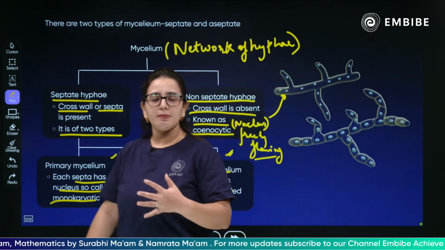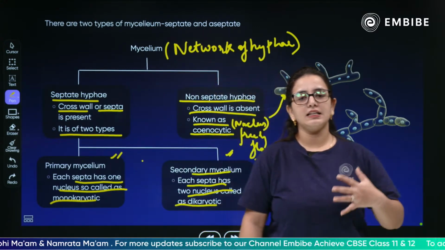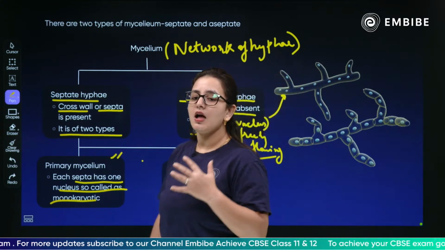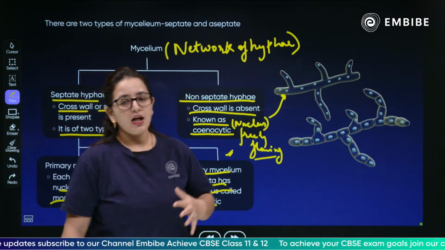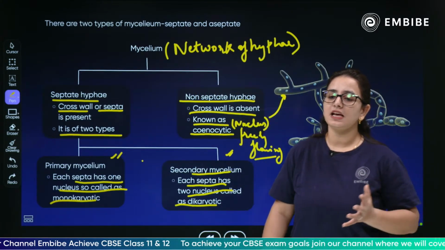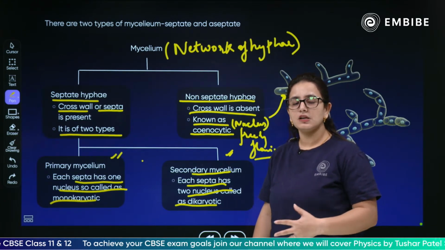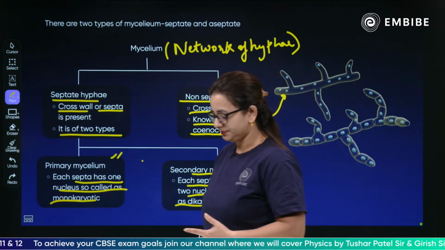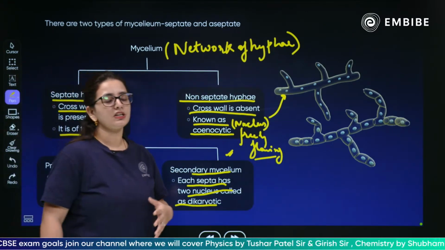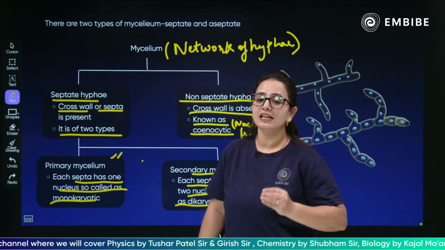It means when the primary mycelium further undergoes division, there is a nuclear division, and each separation will have two nuclei, creating a dikaryotic stage, and that is what you call the primary and the secondary condition. So secondary mycelium is a condition when there are two nuclei present in one separation, creating a dikaryotic or dikaryon condition.